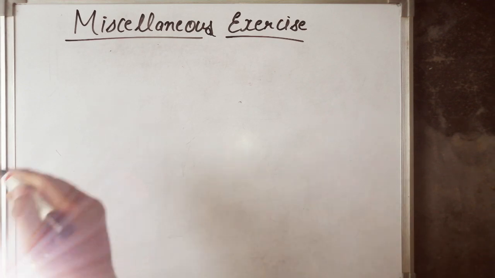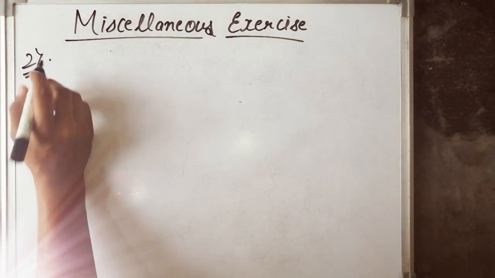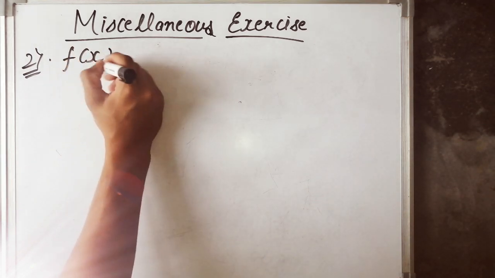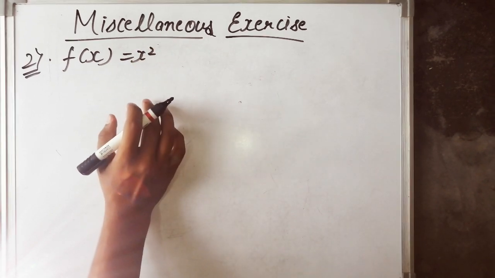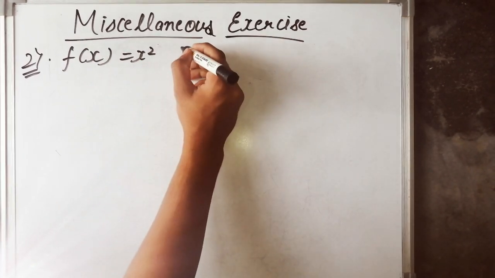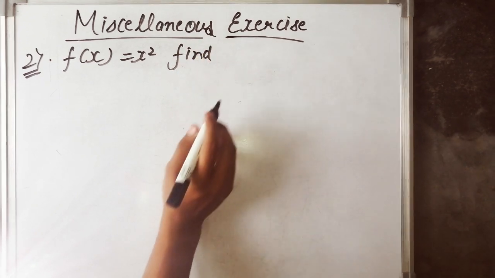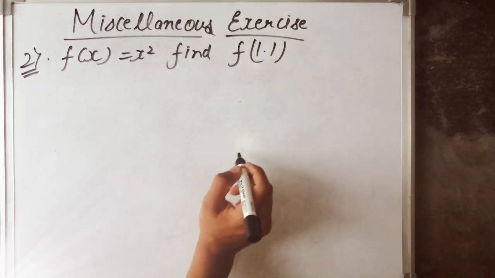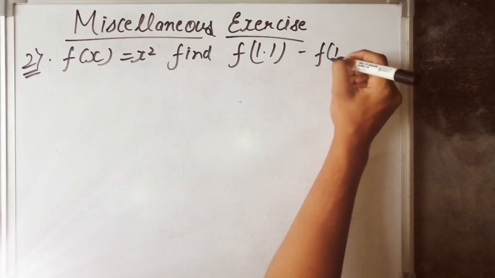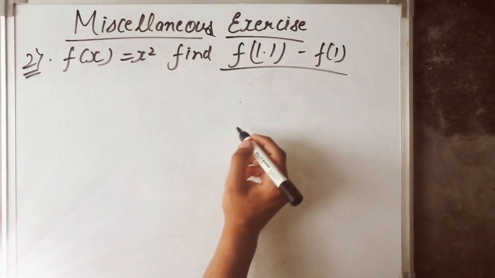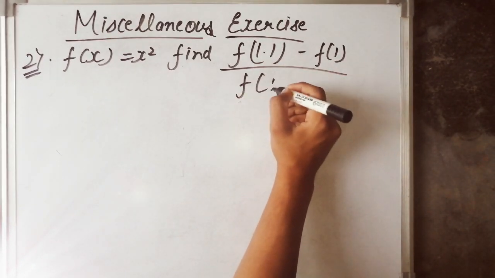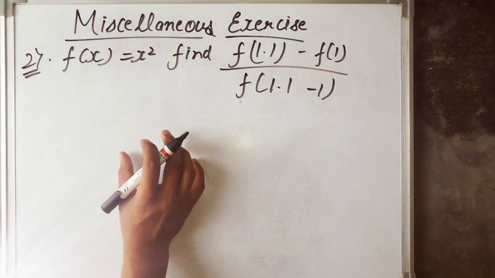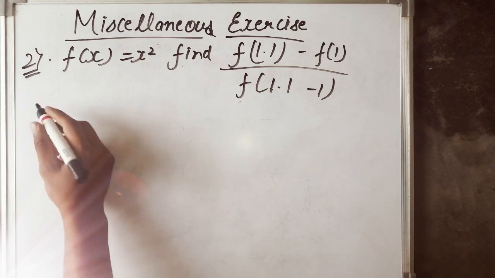Okay students, let's look at our second question, which is: if f(x) equals x square, we need to find out (f(1.1) minus f(1)) divided by (1.1 minus 1). This is a quite simple and important question as well. Let's have a look at the solution.